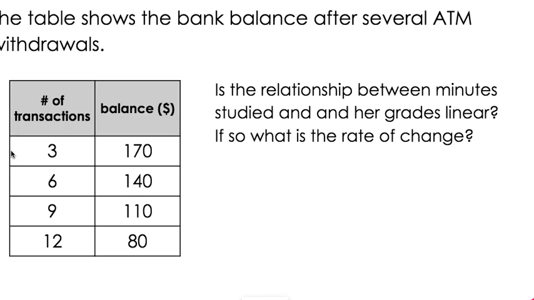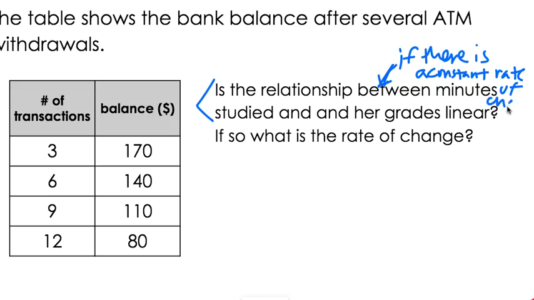So let's look at your first example. The table shows the bank balance after several ATM withdrawals. Is the relationship between minutes studied and her grades linear? If so, what is the rate of change? So the first thing we need to see is: is it linear? To do this, we know it's linear if there is a constant rate of change. That's how you test if it's linear. So we're going to use the formula.